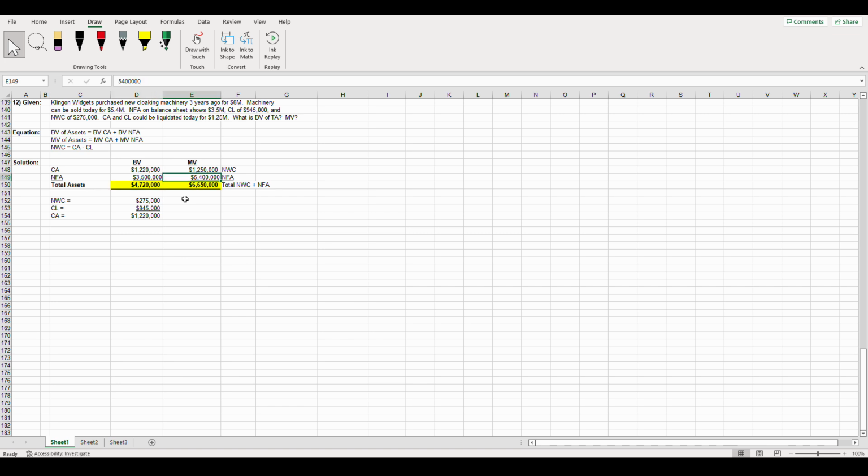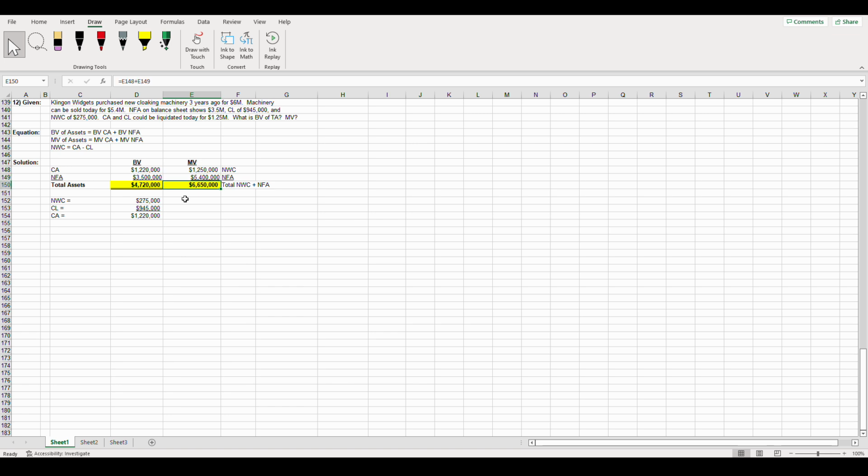In the market value, I have to look at the liquidation value of these things. So my givens, it says my current assets and current liabilities could be liquidated for $1.25 million. In other words, I would sell all my current assets and pay off my current liabilities, and that value of net working capital is equal to $1.25 million. And my net fixed assets, if I sold my machinery that I bought for $6 million, today I could sell it for $5.4 million. So out in the market, my market value of net fixed assets is $5.4 million.